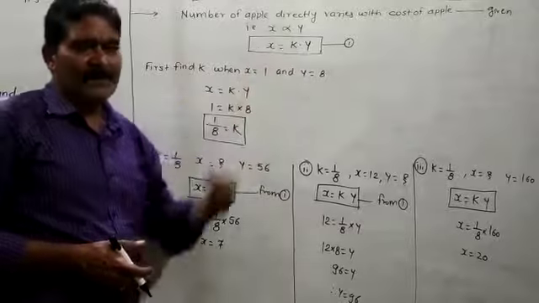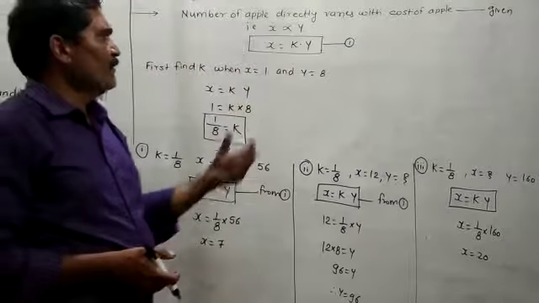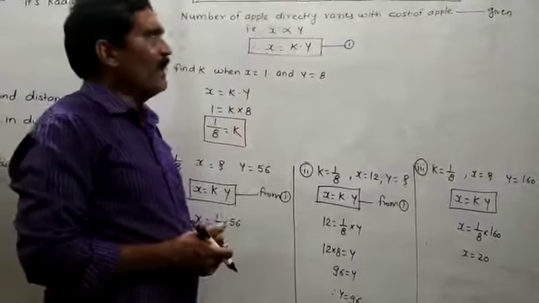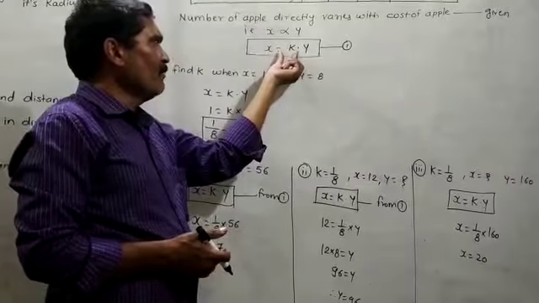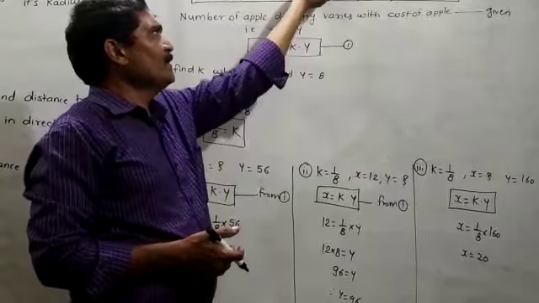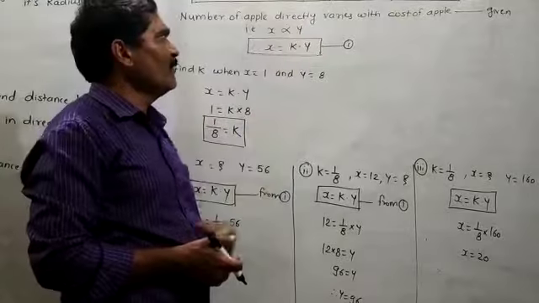This is equation 1. Once we get the equation, you have to find out the constant of proportionality K by putting X equal to 1 and Y equal to 8.